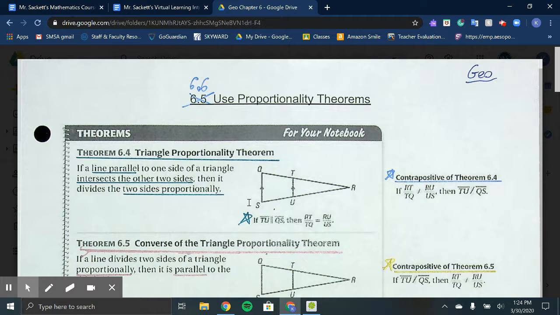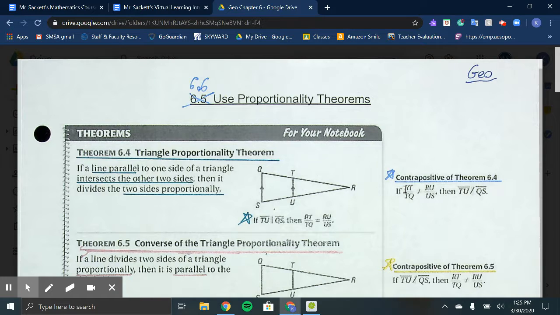So starting this proportionality theorem section, we have Theorem 6.4, the Triangle Proportionality Theorem. That theorem says if a line parallel to one side of a triangle intersects the other two sides, then it divides the two sides proportionally. You can see down here with the star section, if TU is parallel to QS, then RT over TQ is equal to RU over US. That is your proportionality statement.